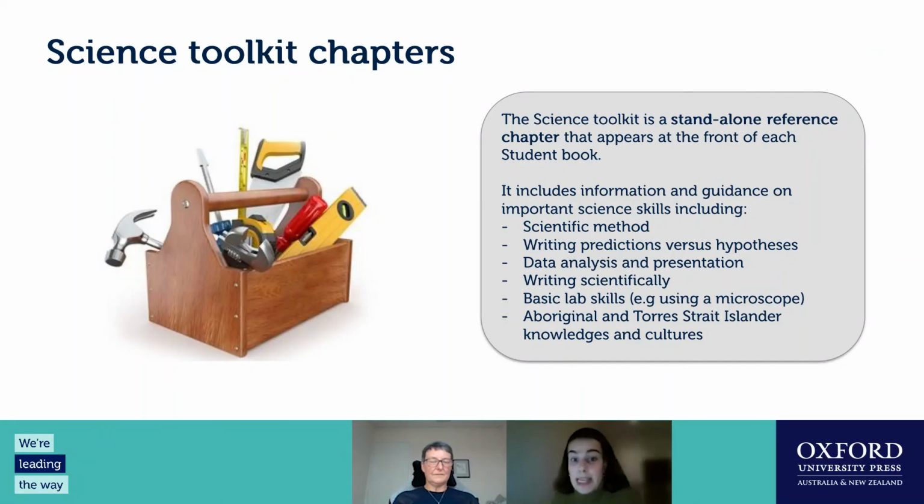Each book starts with a Science Toolkit chapter, which includes information and guidance on important science skills. The Science Toolkit chapters can be used throughout the year as a reference resource, or you can teach them explicitly. In the new edition, we've added a Year 10 toolkit, which is something that previously didn't exist, and it focuses on scaffolding the key science skills needed for senior sciences.